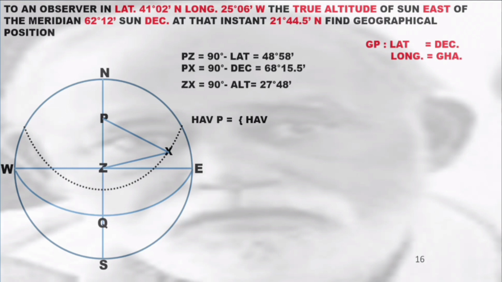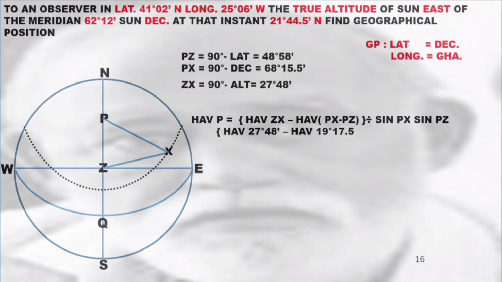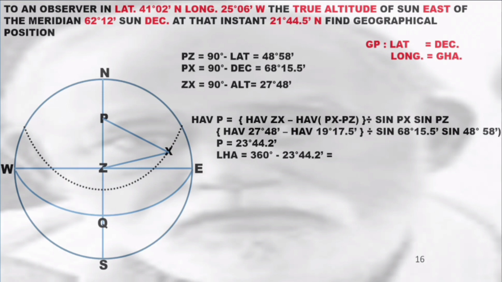You can use the haversine or cosine formula. I have used the haversine formula here. You can use the cosine formula also, and try to get your angle. Angle P is 23. Body being east, LHA is more than 180, so LHA would be 360 minus P.